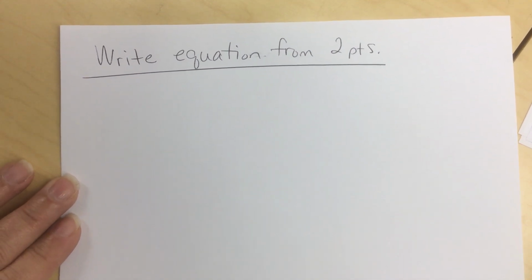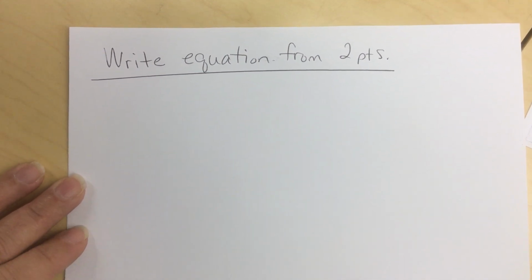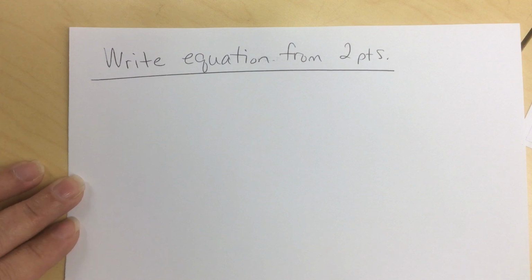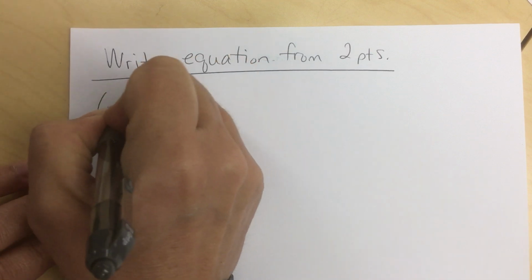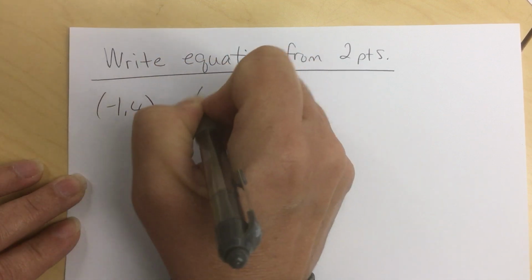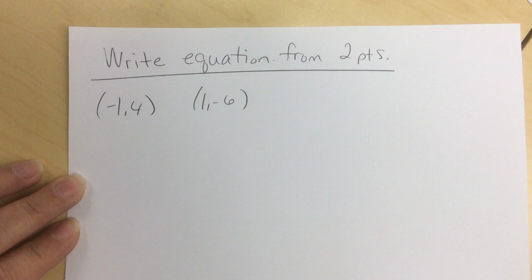Okay, in this video, I'm going to show you how to write an equation when you're only given 2 points that are on that line, okay? So let's start with the points (-1, 4) and (1, -6), okay?